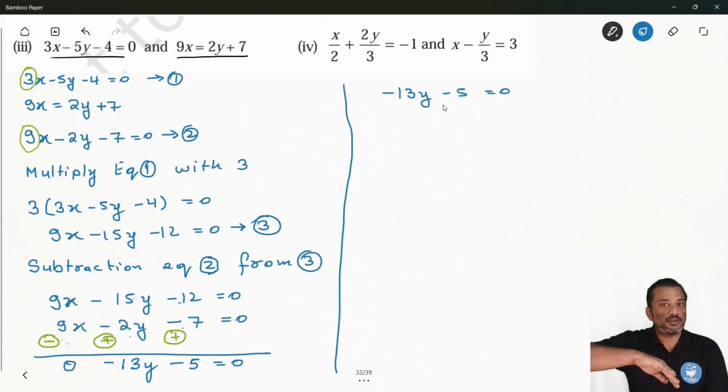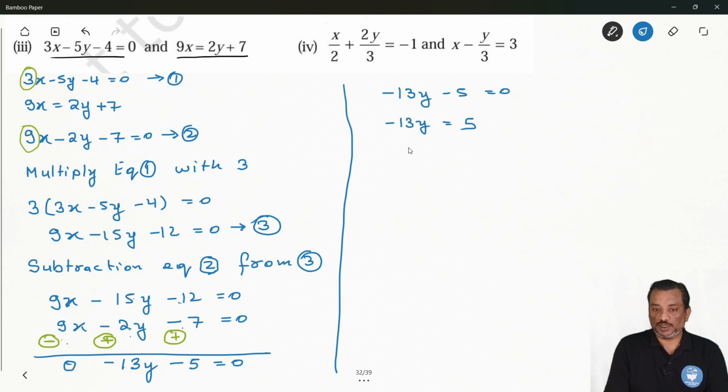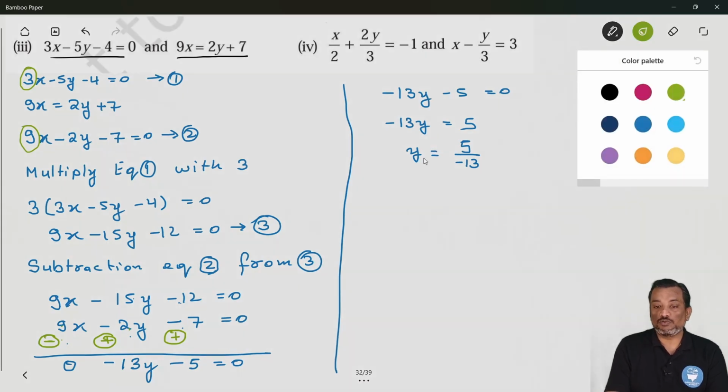So now you can take minus 5 to the other side, so you can say minus 13y is equal to 5. Because minus 5 goes to the other side, it becomes plus. So now y is equal to what? We will transpose minus 13 to the other side, so 5 over minus 13. So you will get this value of y is equal to minus 5 over 13.